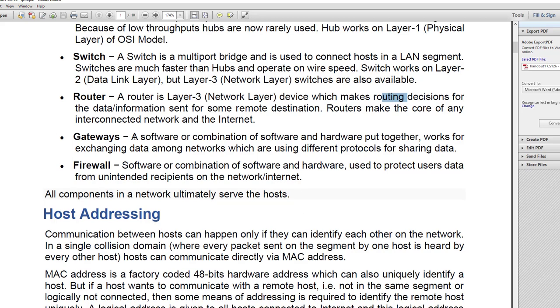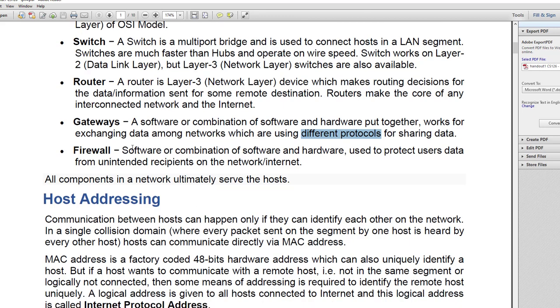Next are gateways. Gateways are software or a combination of software and hardware put together, which work for exchanging data among networks which are using different protocols for sharing data. Next is the firewall. Same with gateways, a firewall can be software or a combination of software and hardware and is used to protect users' data from unintended recipients on the network or the internet.